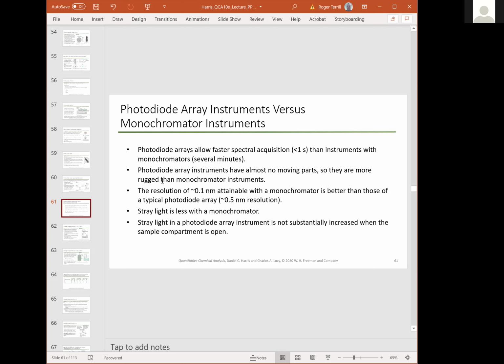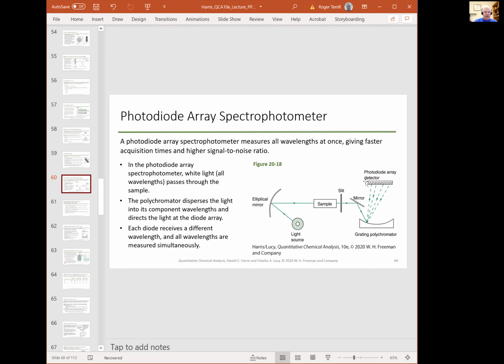Excellent. So if you have a photodiode array, basically that means you have along the focal plane of the instrument this diode array. This is kind of a weird example here because it doesn't really show how this is the focal plane. But it's basically these mirrors here are conjugates.